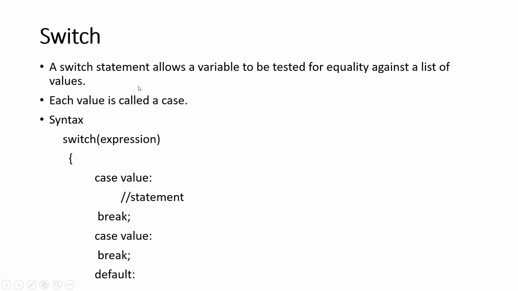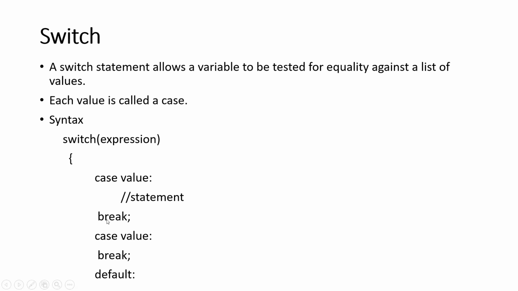This is the switch statement. A switch statement allows a variable to be tested for equality against a list of values, and each value is called a case. What happens in a switch statement is that multiple cases are given, and out of that, the one which is true will execute, and it will break from that loop.